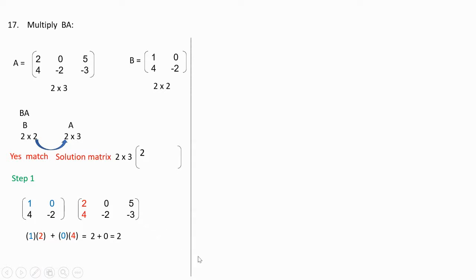Now my second step. I'm going to keep the 1, 0 still in blue, because I'm going to multiply it now by the second column. That's why it's going to be in red. So 1 times 0 plus 0 times negative 2. That'll be 0 plus 0, which is 0. The answer is 0, so 0 will be in that slot right there.